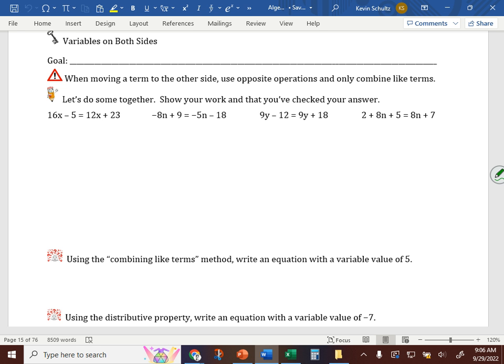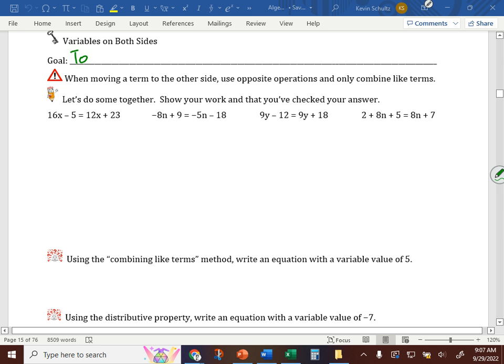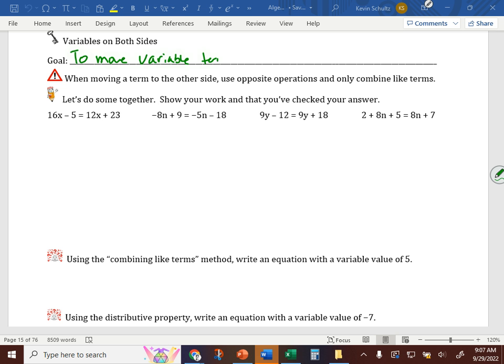Very good. The goal is to move variable terms together using opposite operations. I've got a great analogy for this, so stay tuned. Don't fall asleep yet. I got a good one here, right?